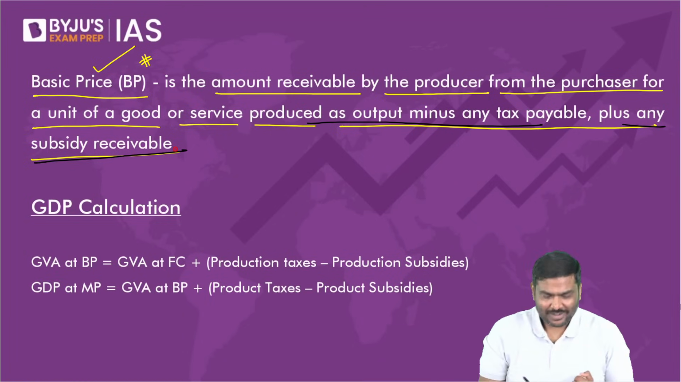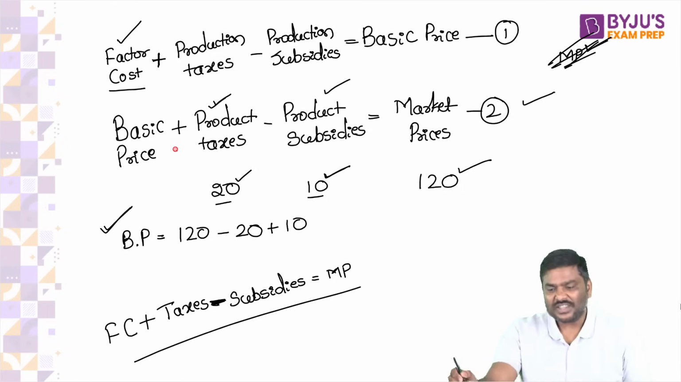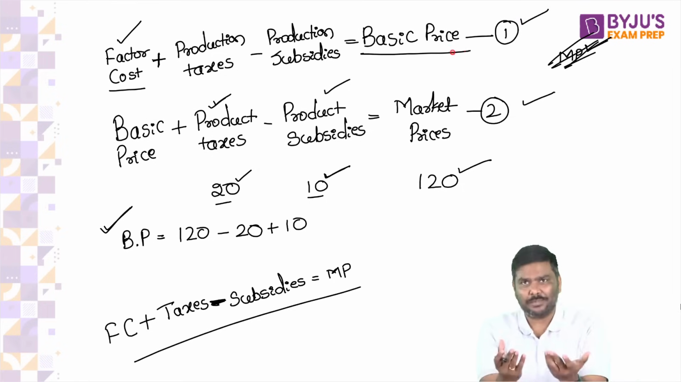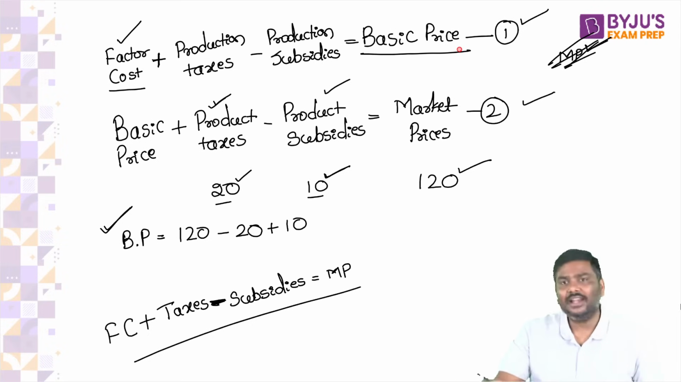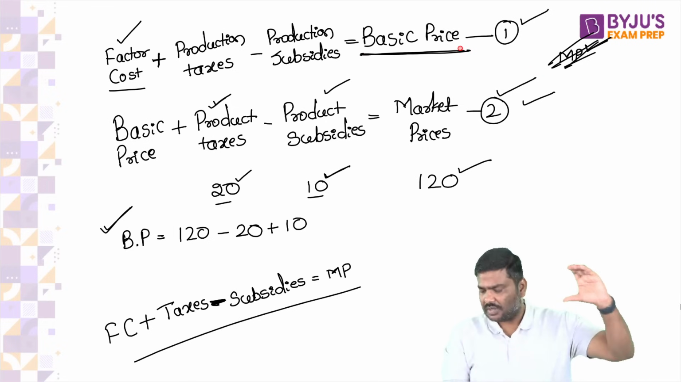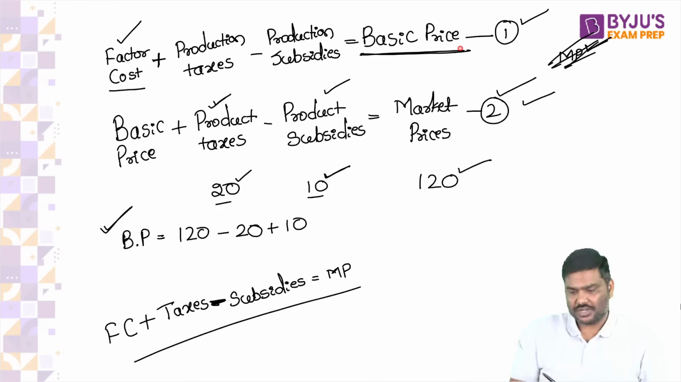It's not difficult. I'm giving you formulas. This is the first formula, you arrive at a basic price. Now, many of you will start asking me, what is basic price? I'll tell you the definition. I'll give you the second formula. Basic price is calculated this way: you start with the factor cost, add the production taxes, and subtract the production subsidies.